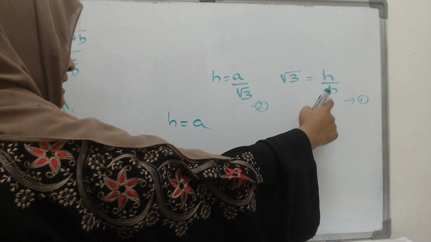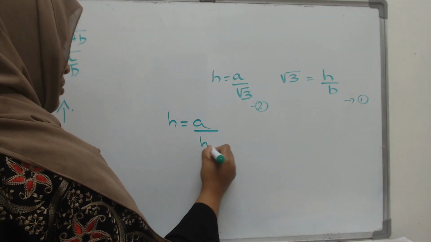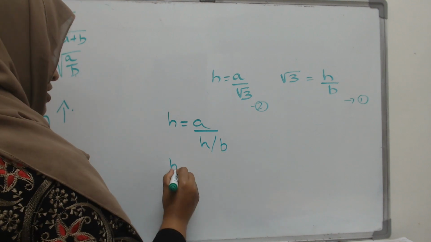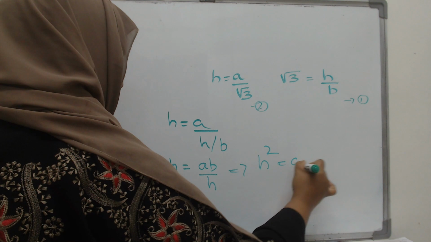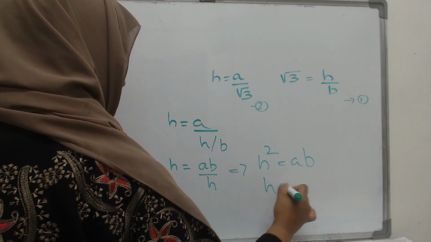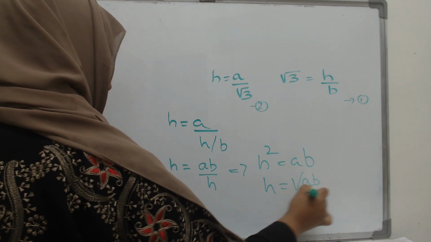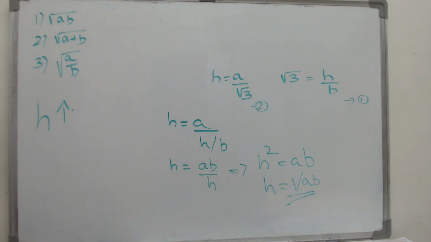Here root 3 is H by B, right? So write H by B there. H is equal to A by H by B, so H squared is AB. So this was the answer that you are looking for. The height of the tower is the square root of AB.